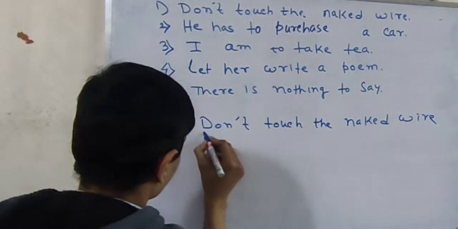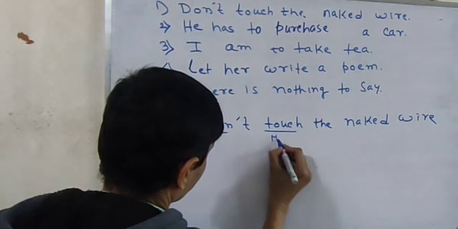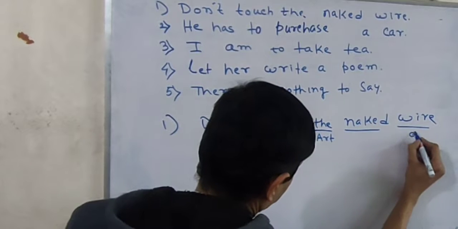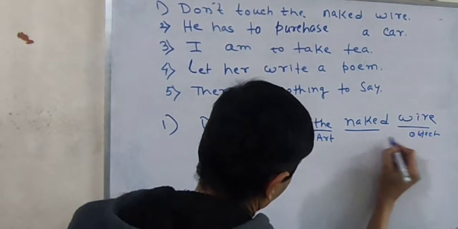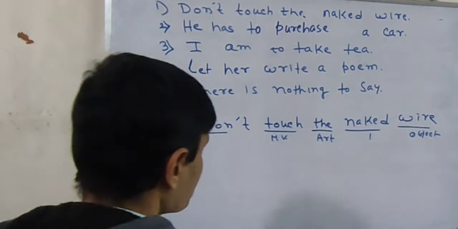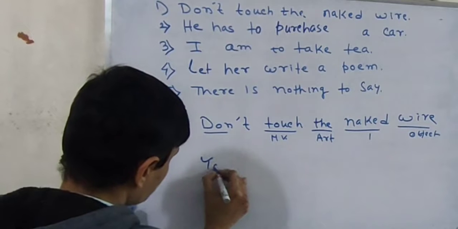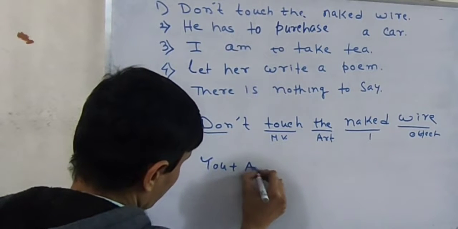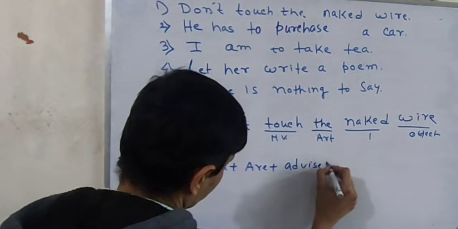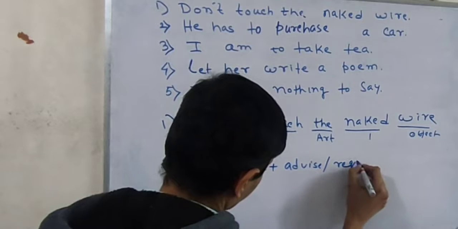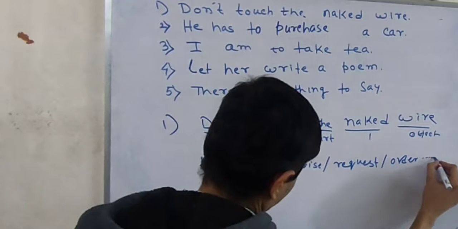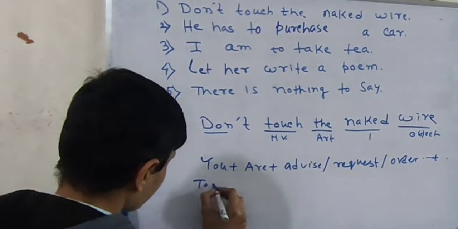Here: auxiliary verb, main verb, article, object. It is called the objective adjunct. So how to change the imperative voice? "You" will be there, then instead of, you can say, advice or request or order, etc., as per the sentence. Then "to" will be written, then the same.